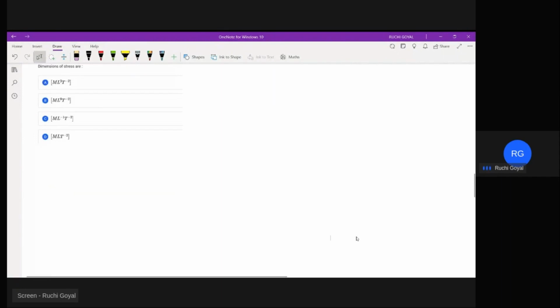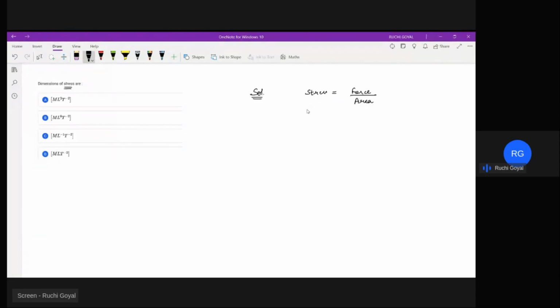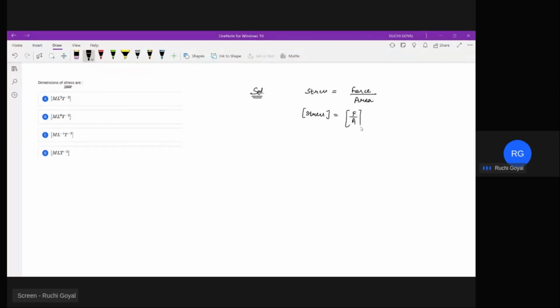Next question is, dimensions of stress are. You have to find the dimensions of stress. So stress is a kind of pressure again. This is a very, very simple question. So what is the formula of stress? Stress is force upon area, right? So what you have to find? The dimension formula of stress will be force upon area.